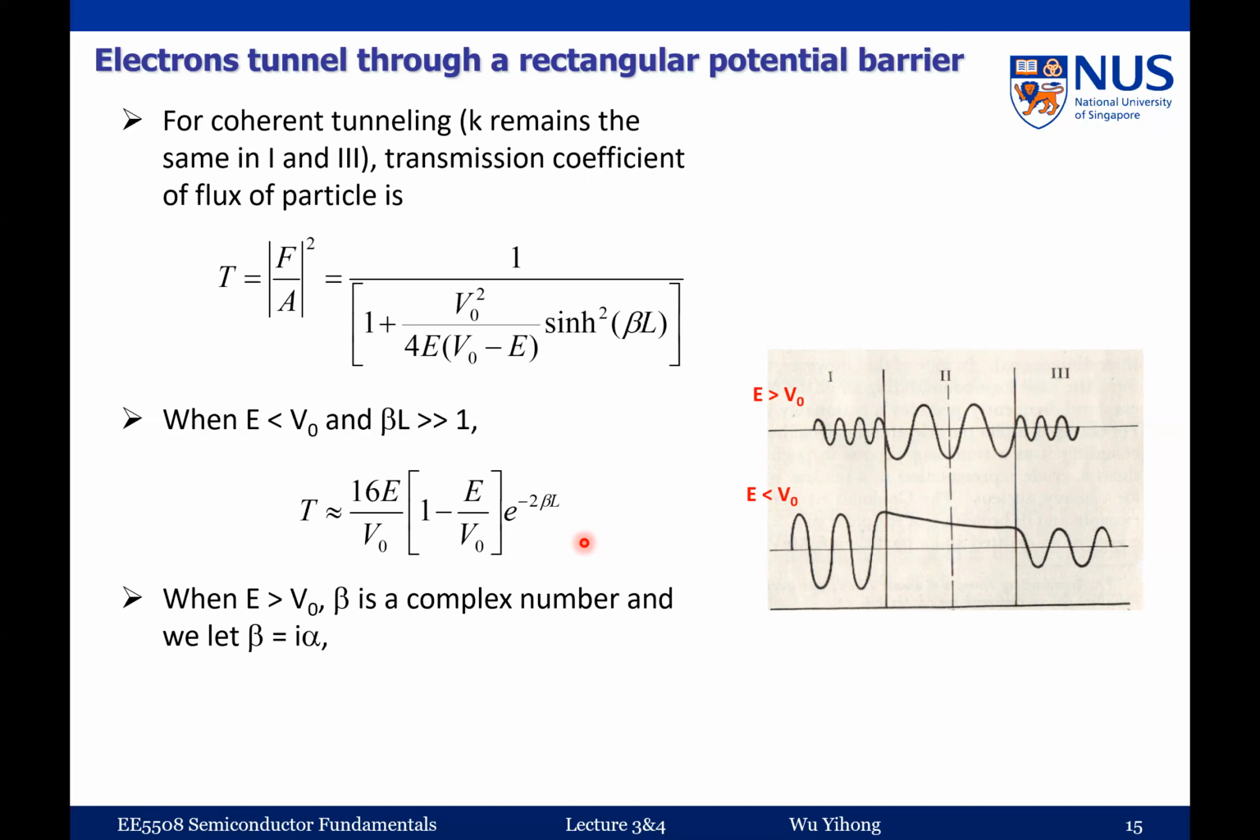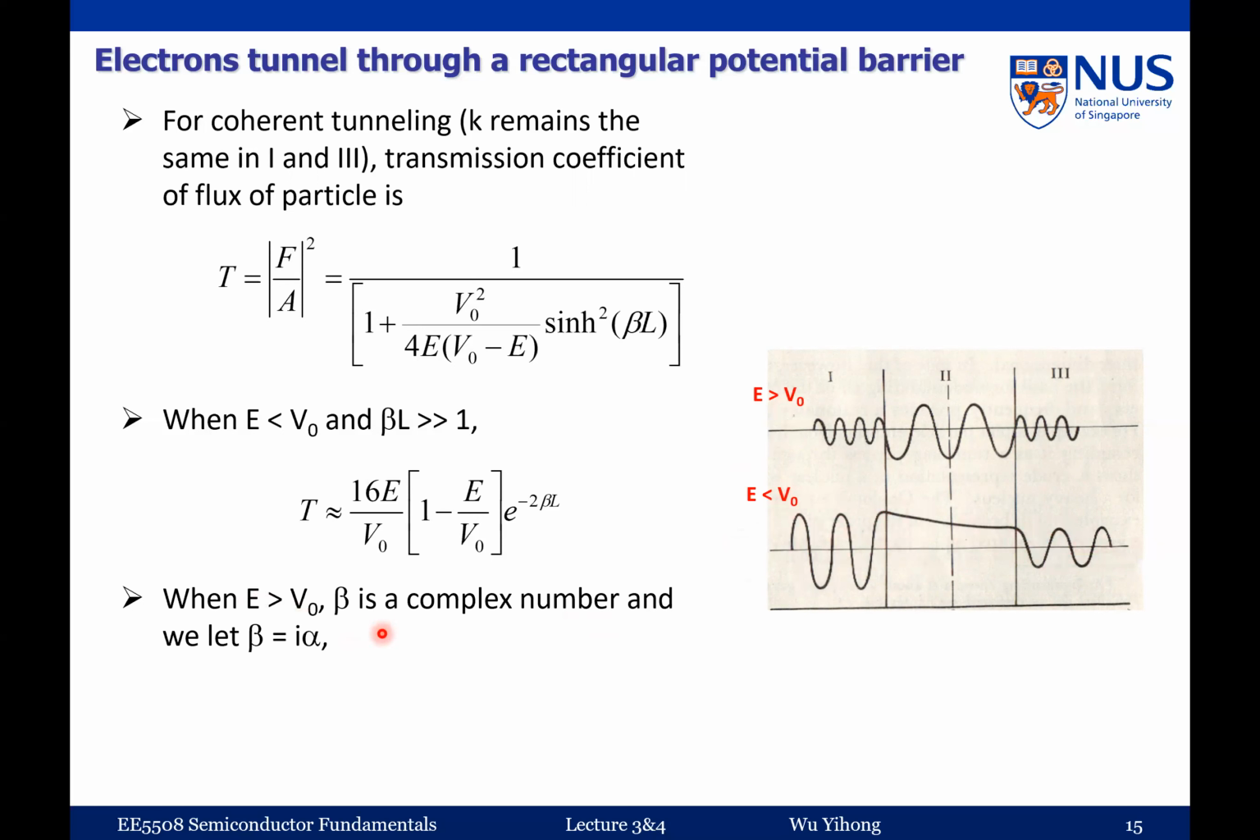When E is greater than V naught, you can see that it decays exponentially, right? And then part of the electrons will tunnel through, instead of being completely reflected back. That's classical physics. Okay.